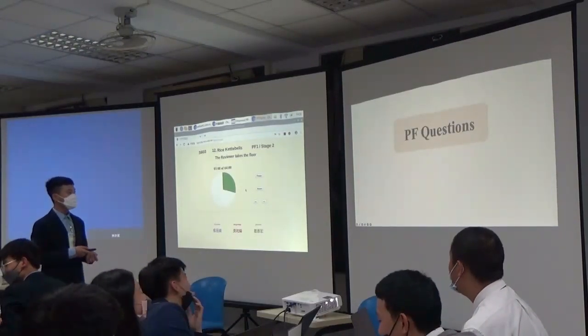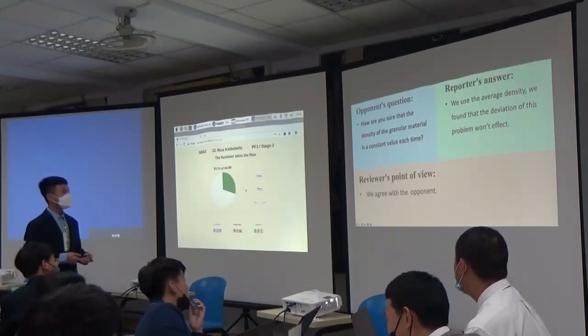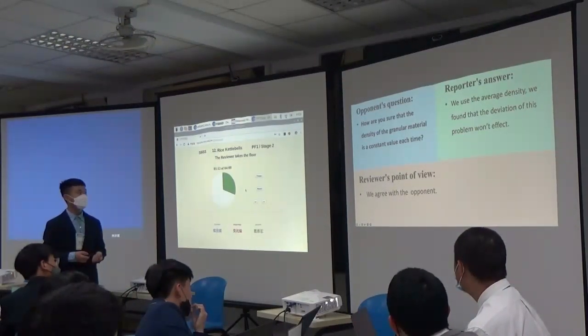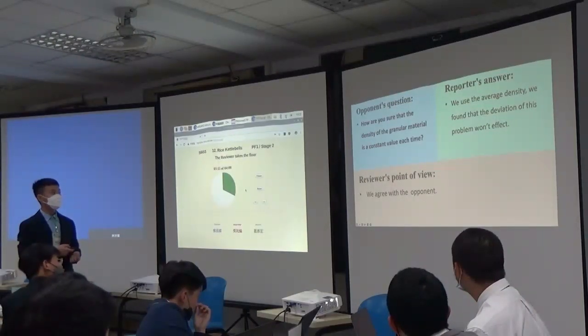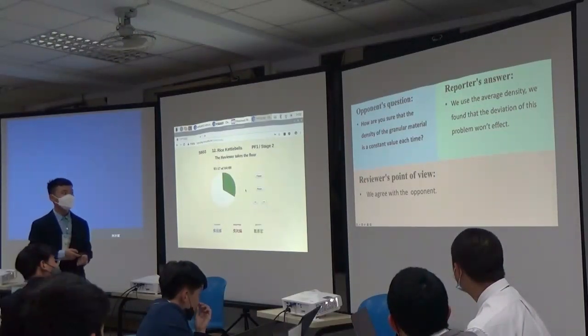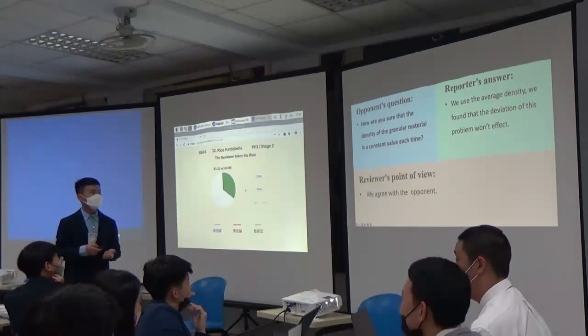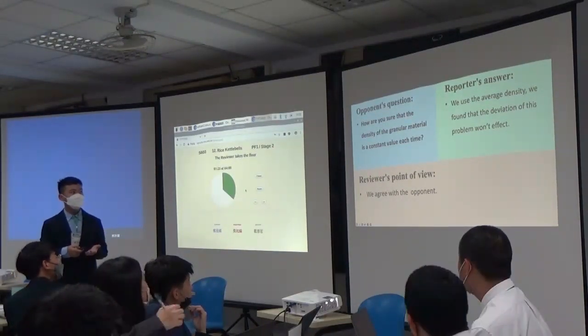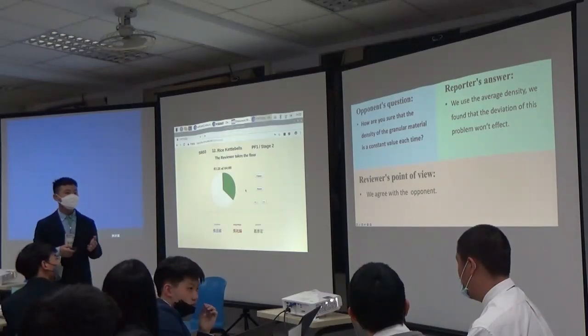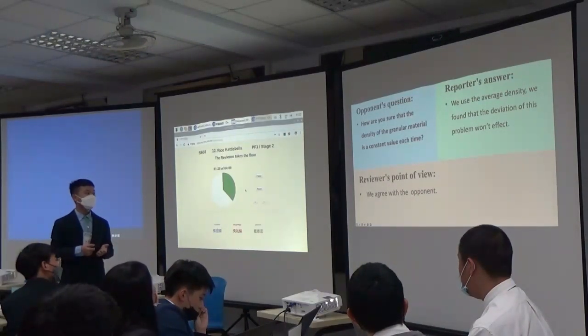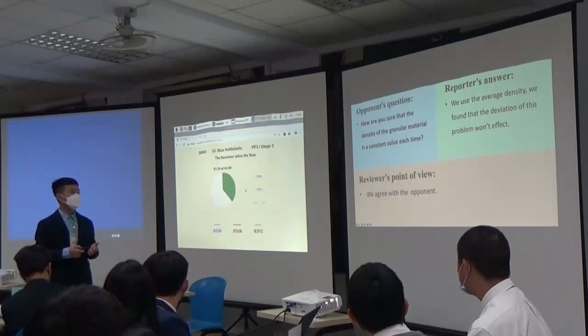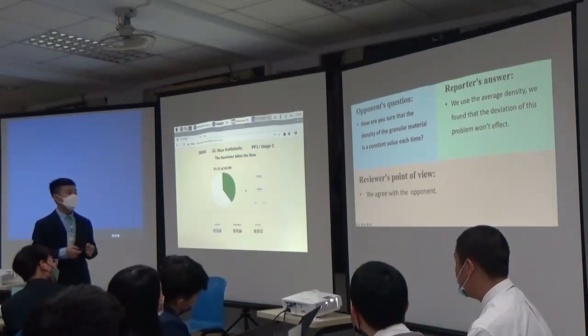So in the question discussion, the first one, the opponent asks, how are you sure that the density is a constant value each time? The reporter answered that they use average density, and they just analyze the deviation. So we agree with the opponent.